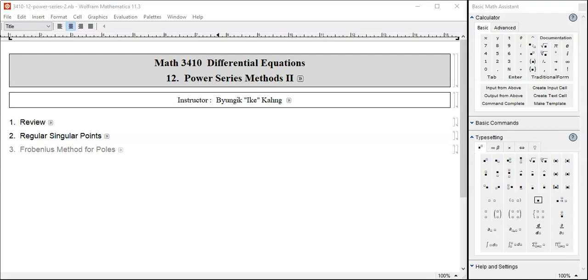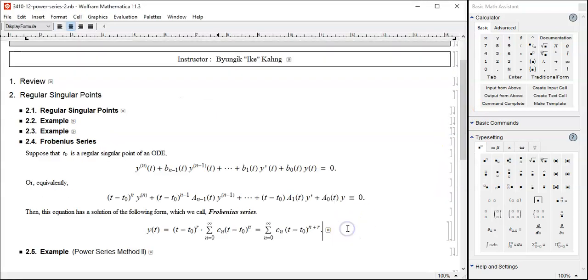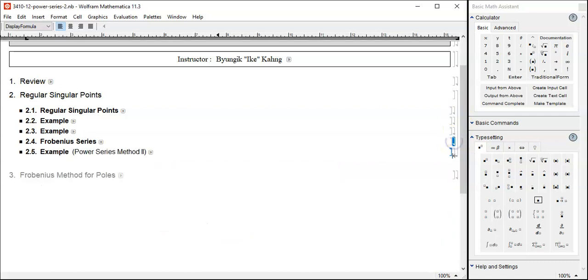Hello students, welcome back. Let's begin an actual implementation of Frobenius method. Here's a reminder. This is a general form of Frobenius series, and we're going to take the derivatives term by term from here and plug those into this original. And first we find out r, and then we find out Cn.